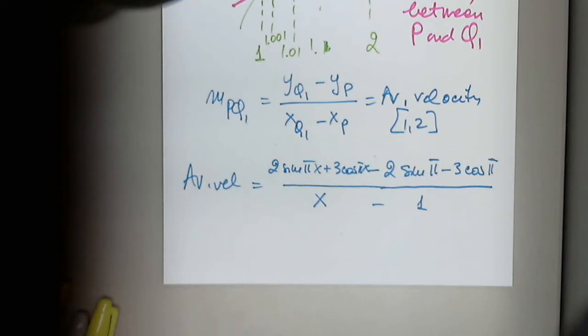Sine pi is 0, so I don't have to put it in. And cosine pi is negative 1, times negative 3, so it's plus 3. Or just put it in, close the parenthesis, and divide by x minus 1. So one more time, negative 2 sine pi is 0, so that disappears. Cosine pi is negative 1 times negative 3, which is positive 3. And now we're ready to go to second and table.